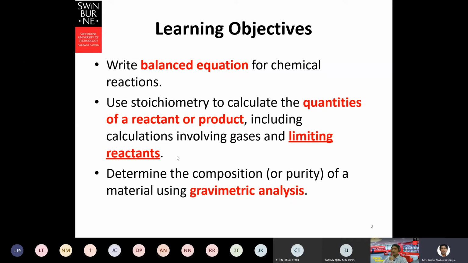And also after that, we'll try to understand the gravimetric analysis, how to do the investigation to understand the composition or purity of the compound.